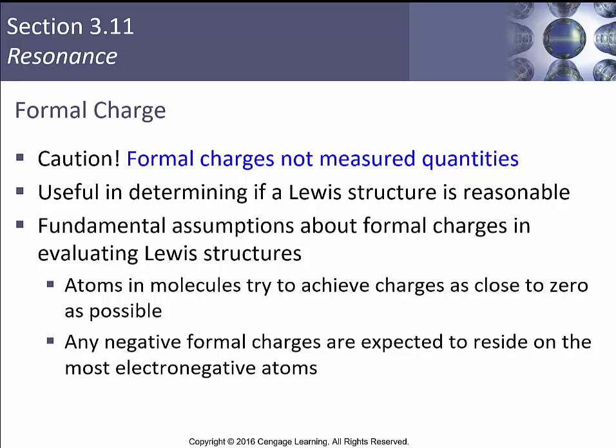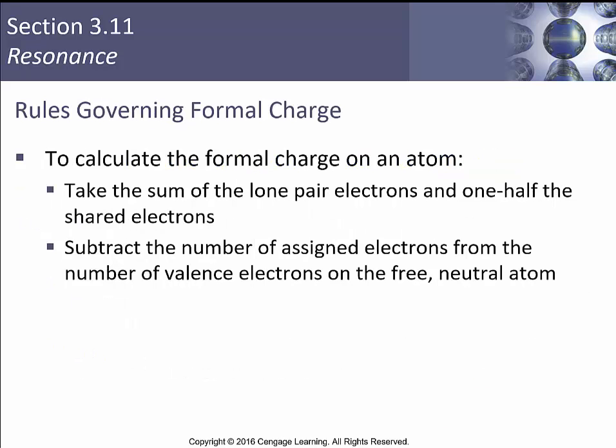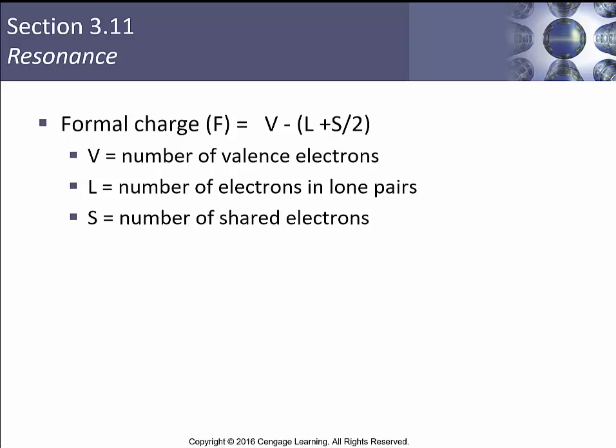To calculate the formal charge on an atom, you take the number of valence electrons on the free neutral atom and subtract the number of assigned electrons, which is the lone pair electrons plus 1/2 of the shared electrons. So our equation is F is equal to V, the number of valence electrons, minus the lone paired electrons plus 1/2 the shared electrons.